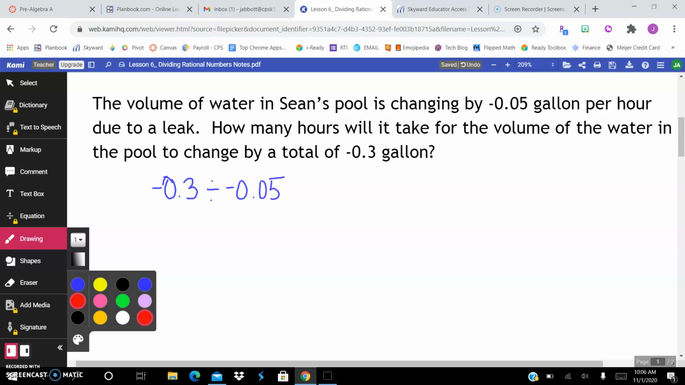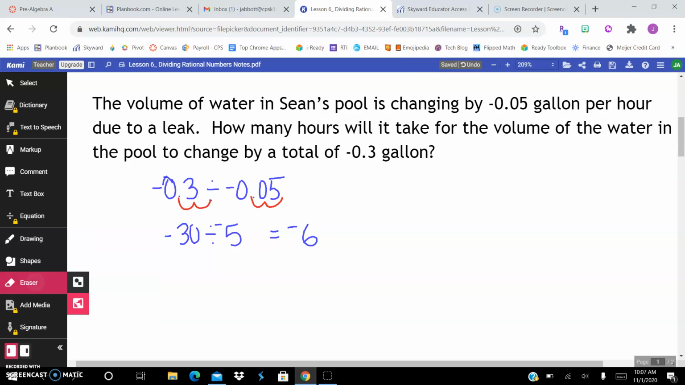So our second number, our decimal would have to go over twice. So then our decimal would have to go over twice in the first number. So now we would actually have negative 30 divided by 5. And 30 divided by 5 would be 6. And a negative divided by a positive is a negative. So how many hours will it take? Well, sorry, I just realized I forgot to carry this negative sign down here with the 5 because it doesn't make sense to have negative 6 hours.